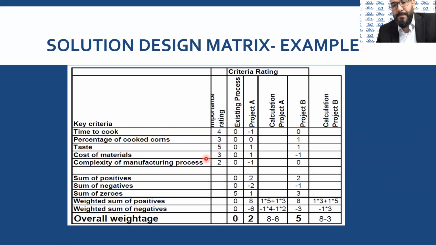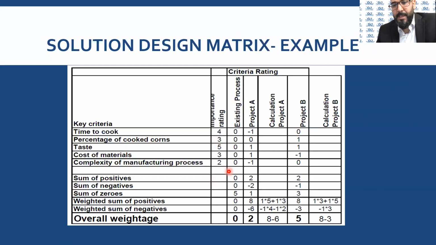Next, taste. It's 0 because it already exists in the system. In alternative A, you give it 1. Alternative B, you give it 1 because it's better than the current system.